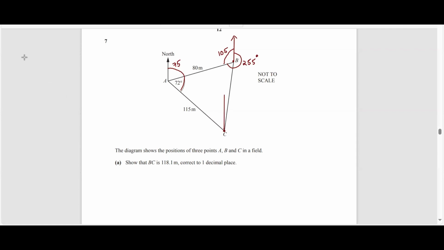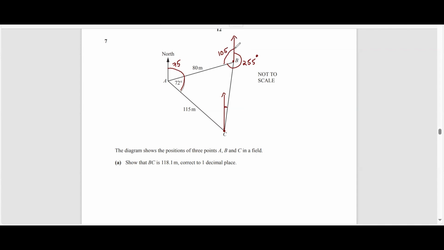Okay. And we need to go clockwise until we reach the line BC. So this is the angle that we need to find out. This small angle is what we need to find out. So for that, again, we are going to use the same property that co-interior angles or allied angles should add up to give you 180 degrees.